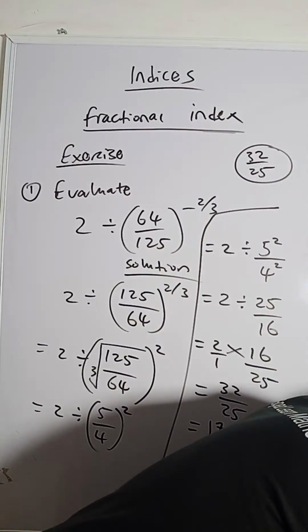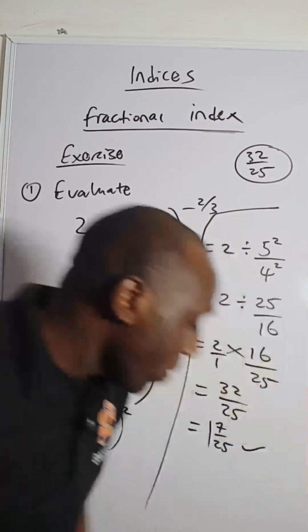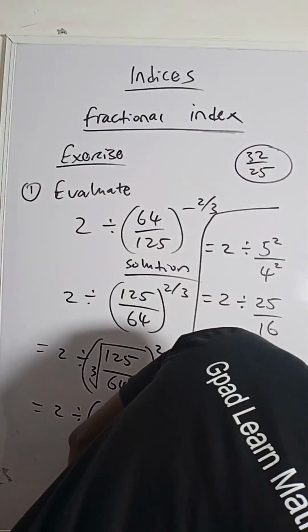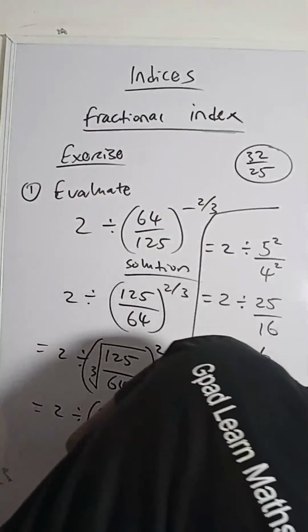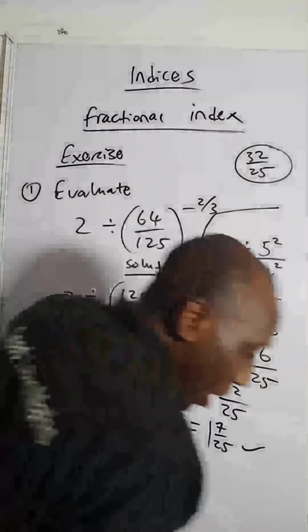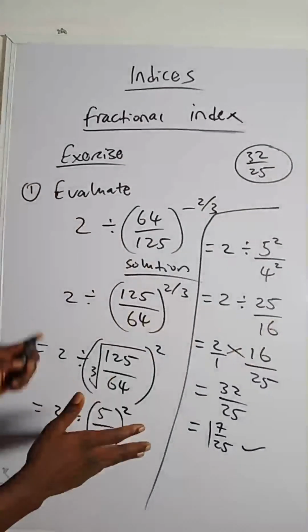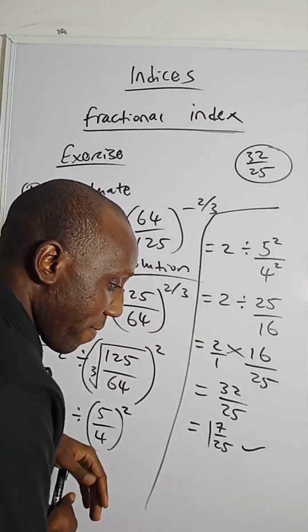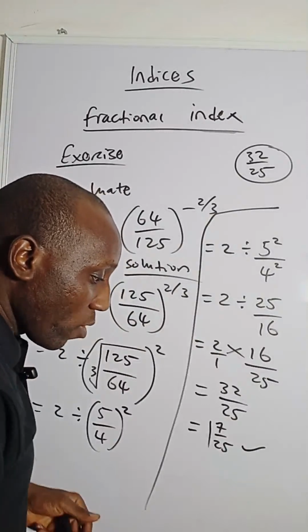Please, what's going on here? Anybody with the answer? Yeah. I'm waiting for you, bro. 32 over 25. Yeah, this is the correct answer, okay? Yeah, very easy though. So yes, I hope you understood everything I did. We've gotten the answer. One whole number 7 over 25.